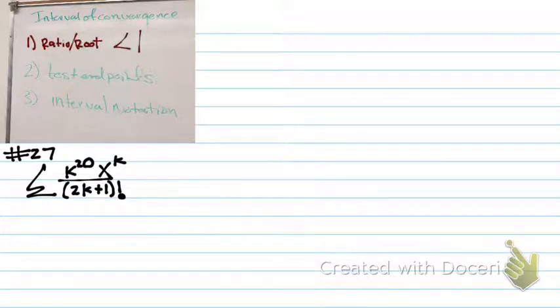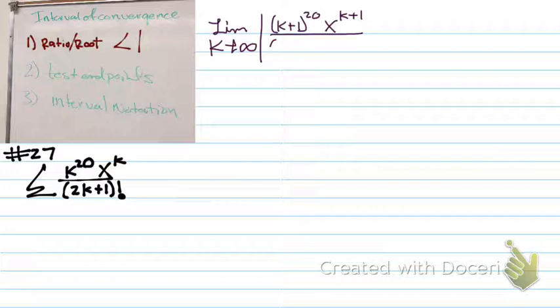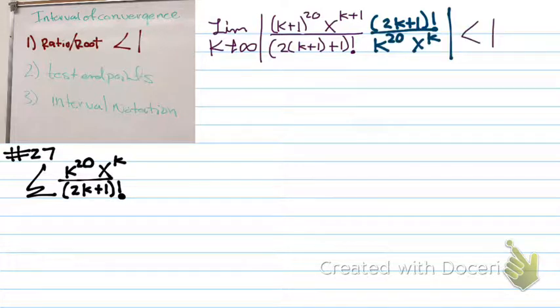So we're going to use the ratio or the root test. Y'all told me you wanted to use the ratio test, so we go ratio. When we're doing the ratio test, we look at the next term, the k plus 1 term, and that's it right there. Everywhere I saw a k, I put a k plus 1, and I'm going to multiply it by the reciprocal of that fraction. So that's multiplied by (2k plus 1) factorial divided by a k to the 20th and an x to the k, and that all needs to be smaller than 1.